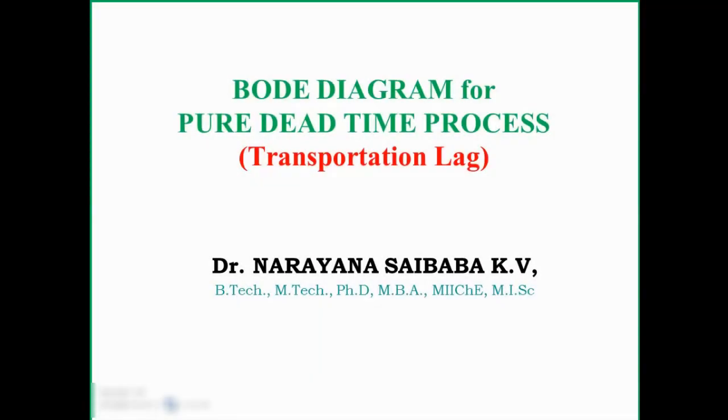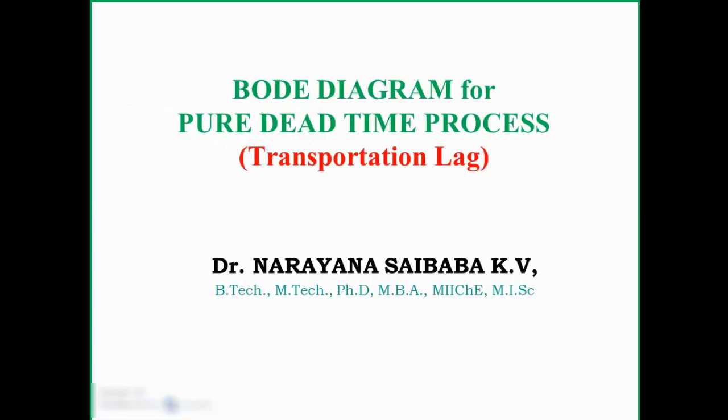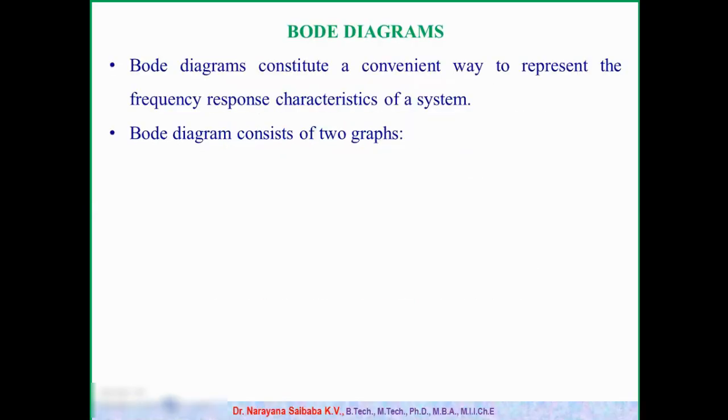Today we are going to discuss Bode diagrams for a pure dead time process. This system is also called transportation lag or transportation delay. Transportation lag is very common in bioprocess industries. Whenever there is a flow of fluid from one place to another, definitely we will have this transportation delay. So almost all systems in process industry will consist of this transportation delay.